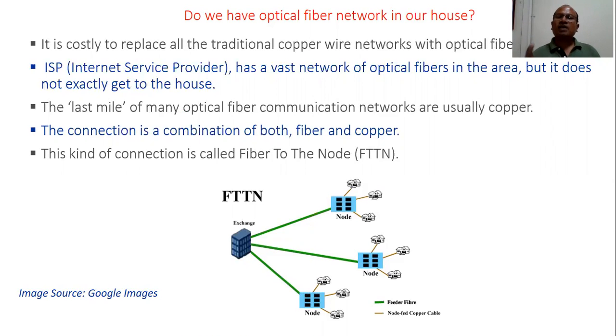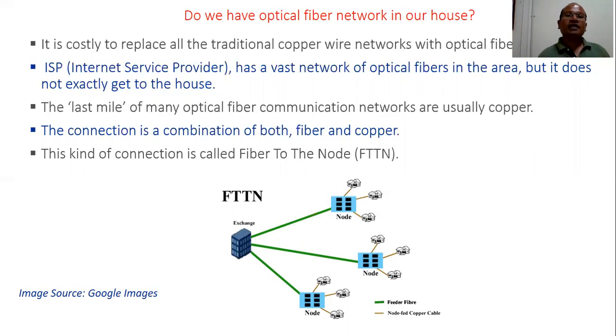It is costly to replace all traditional copper wire networks with additional optical fiber support and infrastructure. The ISP, internet service provider, has a network of optical fibers in their area, and that does not exactly go into the house. Near the house, it goes to one area from where they connect the connections inside the house. The last mile of many optical communication networks is usually copper wires, that is, copper cables.